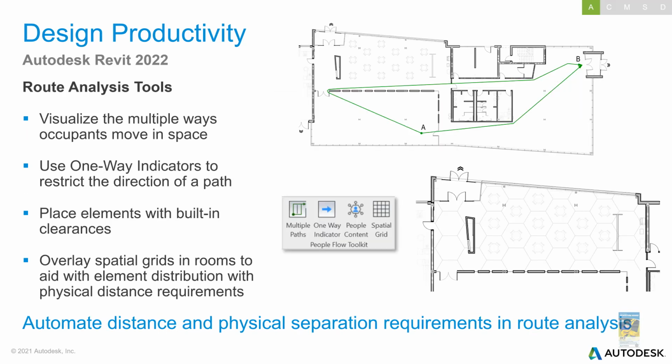You have a routing analysis tool. This used to be a preview kit in 2021, and now it is fully baked. So you've got People Flow Toolkit, and I actually created a video on this already on my YouTube channel, so you can watch this by just searching. You've got visualizing multiple paths, you have one-way indicators, you have placement elements that have clearances, you can do spatial grid layouts for the rooms as well.